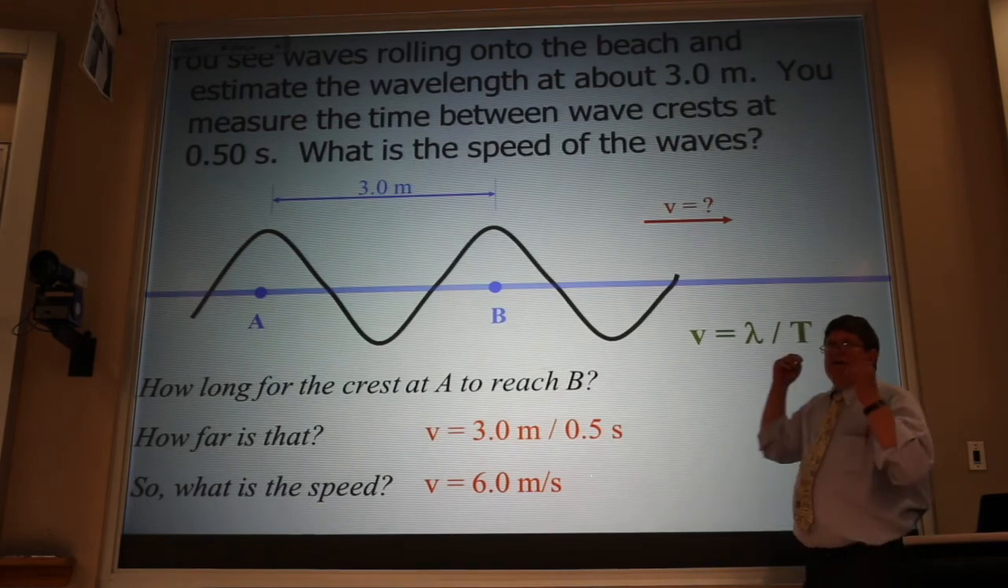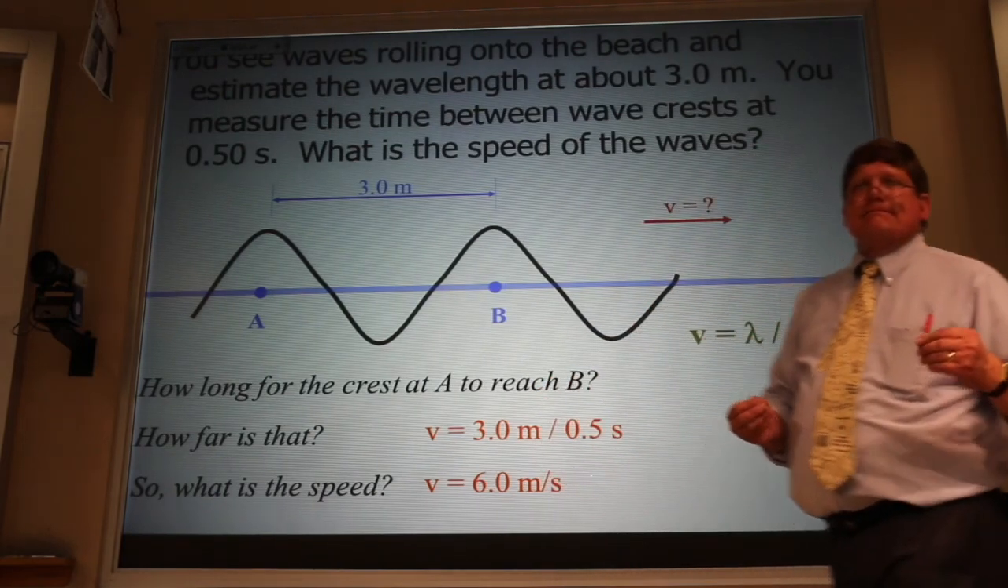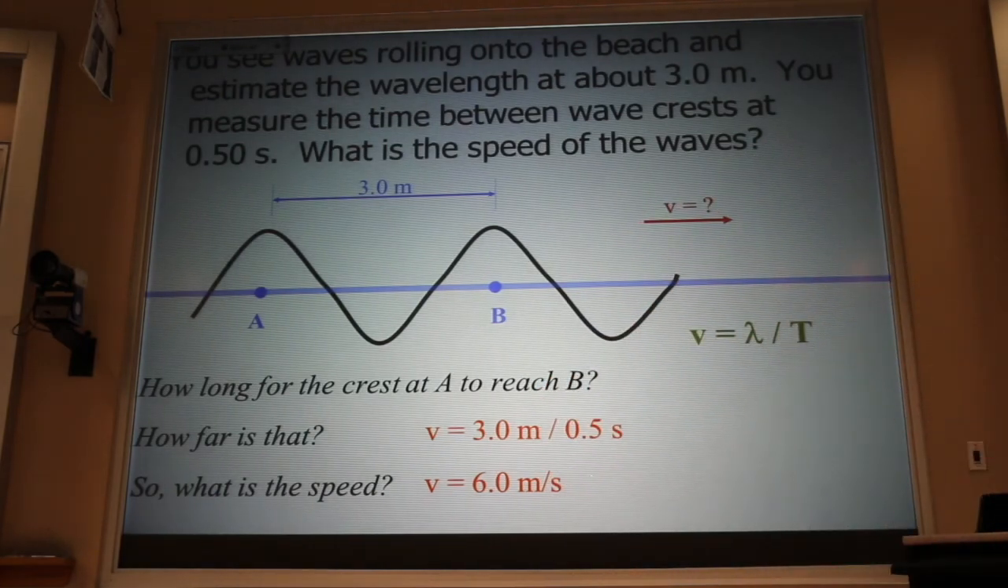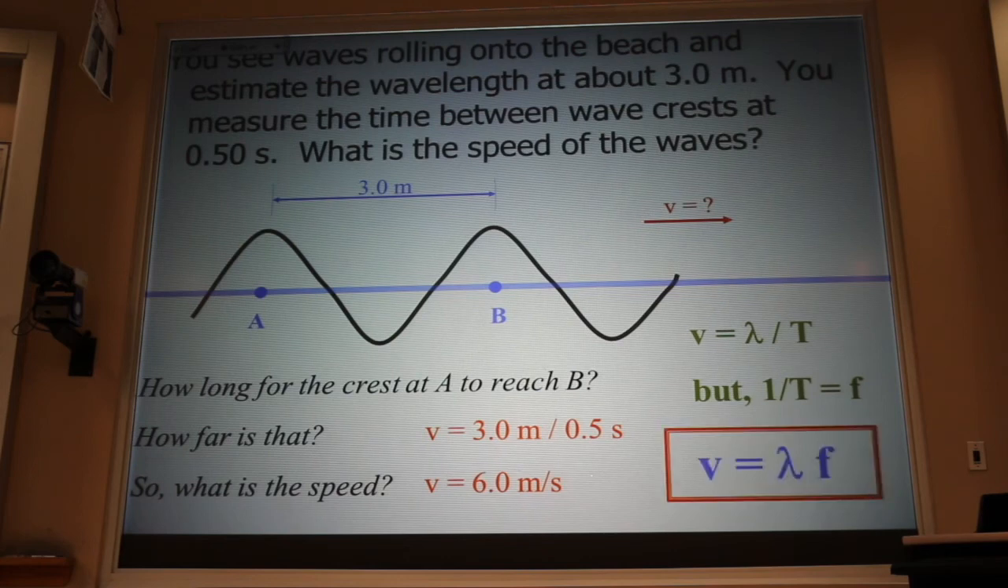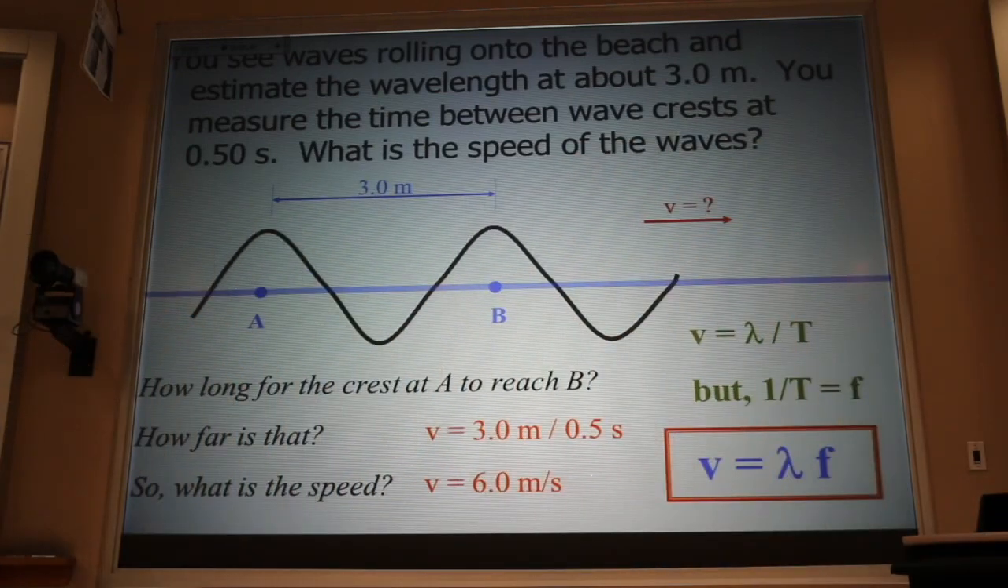Now, folks, that's not the form of the equation that I want you to write down. That's not the form that typically is used. Typically, we use the fact that the frequency is 1 over the period, and so we write the wave equation as the speed of the wave is equal to the wavelength times the frequency. And I'm going to put that up here as the grand high wave equation.